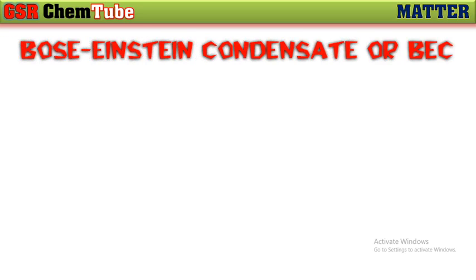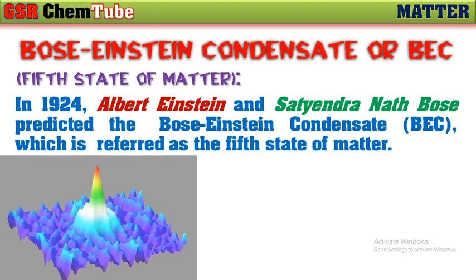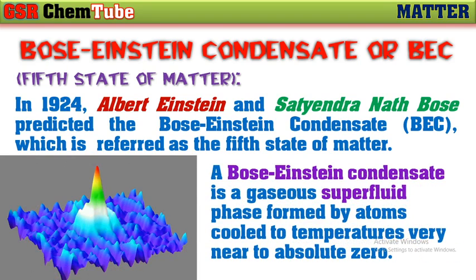Next, the fifth state of matter, that is Bose-Einstein condensate, which is also called simply BEC. In 1924, Albert Einstein and Satyendranath Bose predicted the Bose-Einstein condensate, which is referred to as the fifth state of matter. A Bose-Einstein condensate is a gaseous superfluid phase formed by atoms cooled to temperatures very near to absolute zero. So when a gas is cooled to nearly absolute zero temperatures, then it comes into the BEC or Bose-Einstein condensate state. We call it a supercooled fluid.